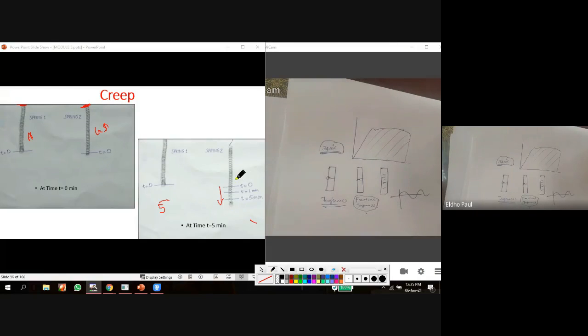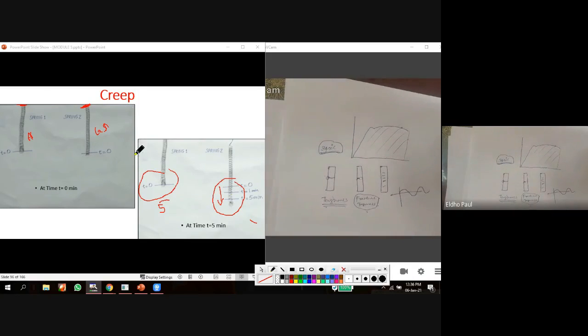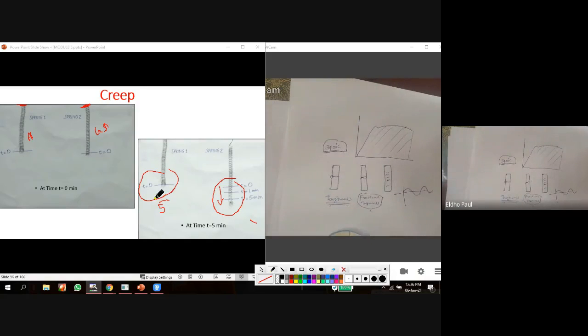What is the reason for this elongation of spring 2 only? There is no elongation for spring 1. For spring 2, with respect to increase in time, at a constant load, there is no change in the load acting on springs 1 and 2. There is only one factor here. What is that? Time.